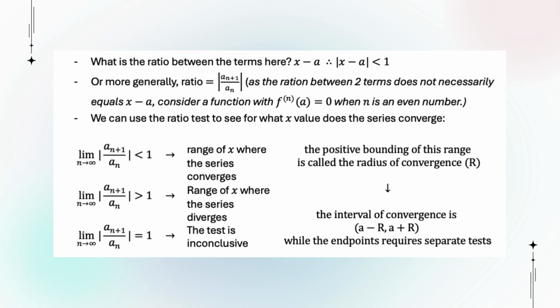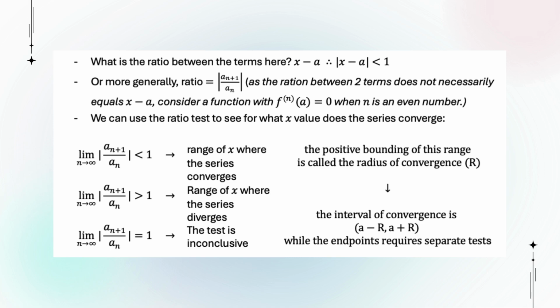The positive boundary of this range is called the radius of convergence, which we call capital R. If the limit is greater than 1, the series diverges, so the values of x in that region won't work. And if the limit equals 1, then the test is inconclusive, meaning we can't determine convergence from this test alone. Putting this all together, the interval where the series converges is from a minus R to a plus R. That's the interval of convergence, but you have to test the endpoints separately to see whether they converge or diverge.